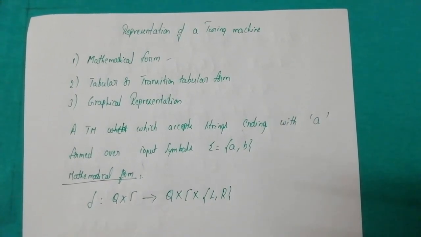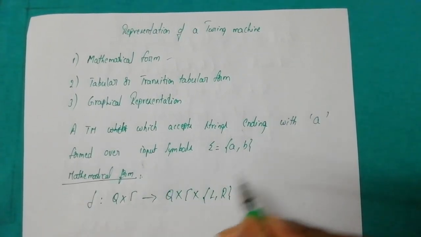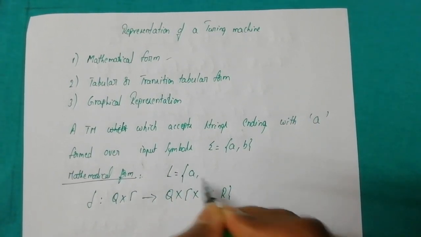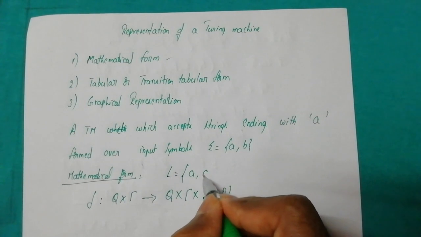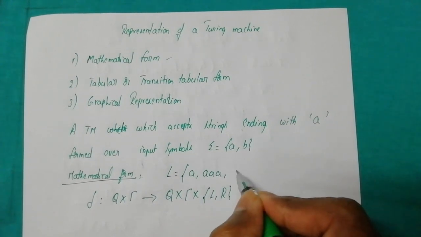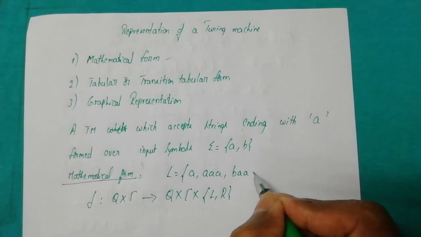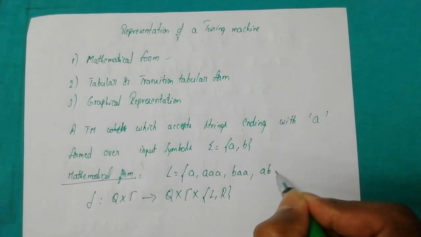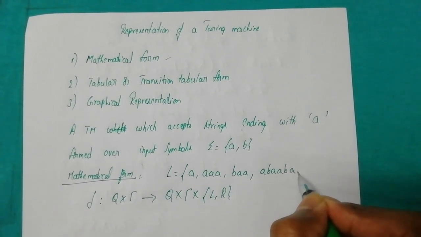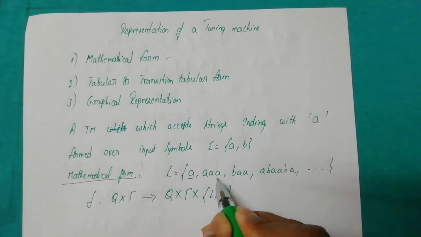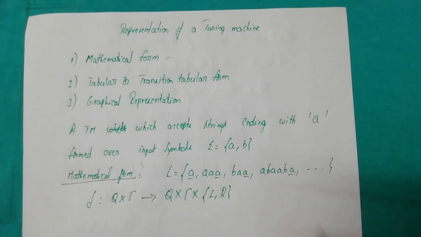A sample transition may be: the given language contains set of strings of the form A, minimum string is A or any number of A's, or starting with B and ending with any number of A's, or combination of A's and B's, or anything. We have to make sure that every string should end with character A.